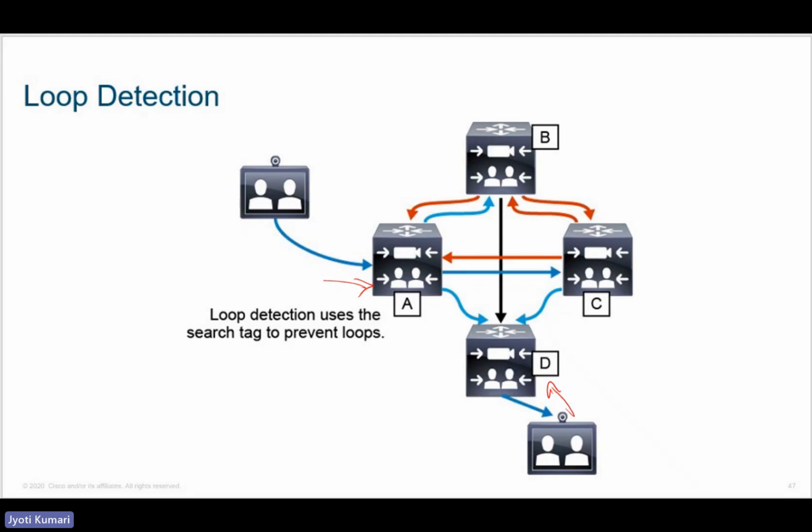So without loop detection, what would happen? Expressway C would do a local zone search for the device for each request, and if it does not find it, it would send a search request back to Expressway B and D. And this will create a continuous loop. So there is a loop detection mechanism which prevents this continuous loop by using the search tag.